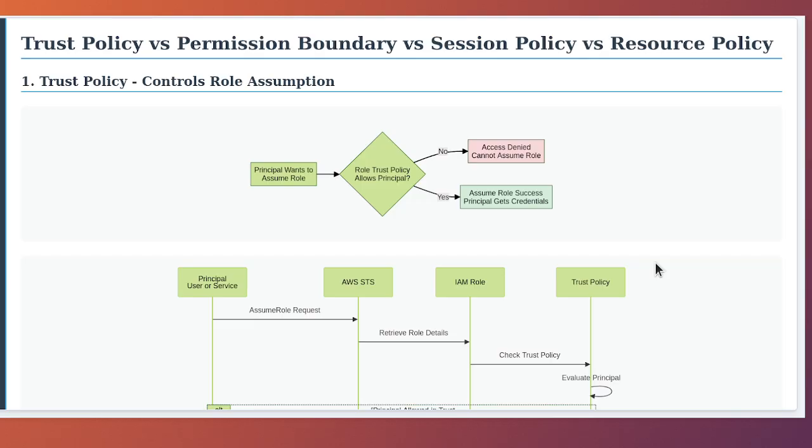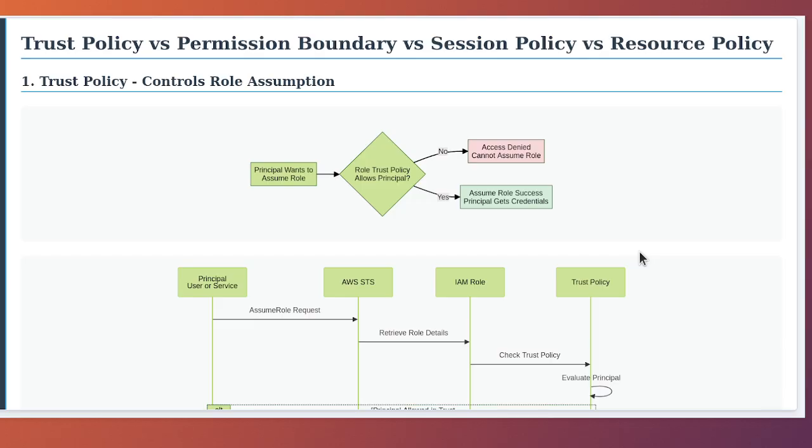Session policies, permission boundaries, trust policies, and resource policies are four distinct IAM mechanisms that are often confused because they all involve restricting or controlling permissions. However, they operate at different stages of the authorization process, have different purposes, use different logic models, and are applied in different contexts. Understanding when and how each one is used is critical for implementing proper IAM governance in AWS.